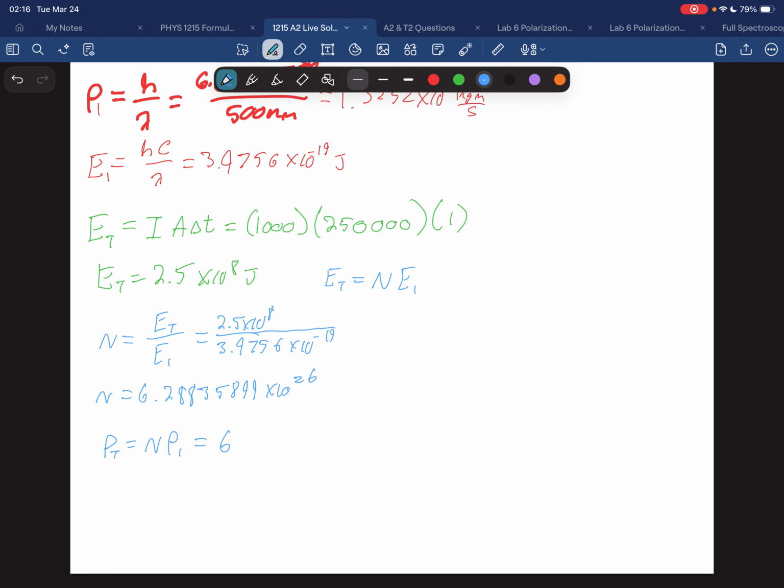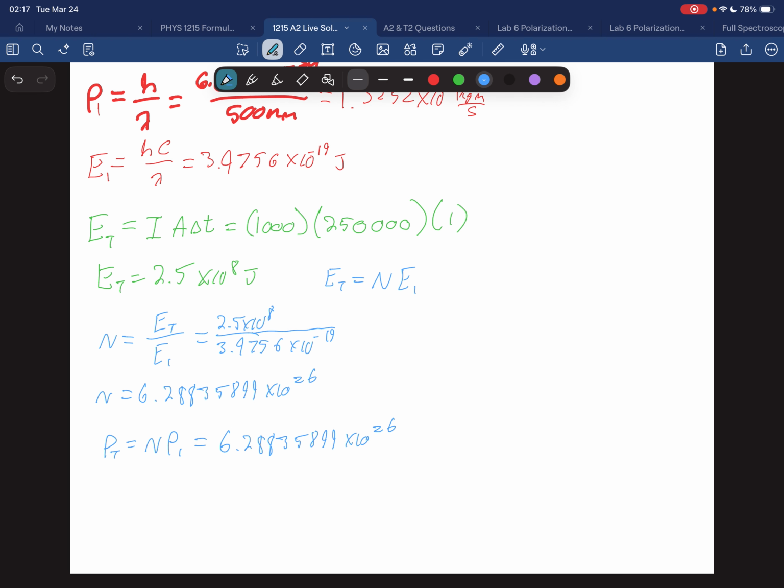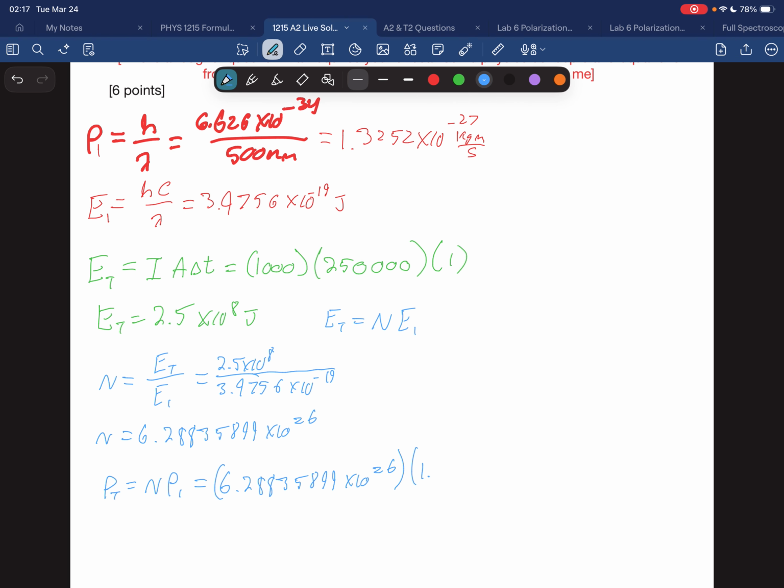So the number of photons multiplied by the momentum of one photon, which was 1.3252 times 10 to the negative 27. And this gives us about 0.83 repeated kilogram meters per second. Great. So that is our momentum.